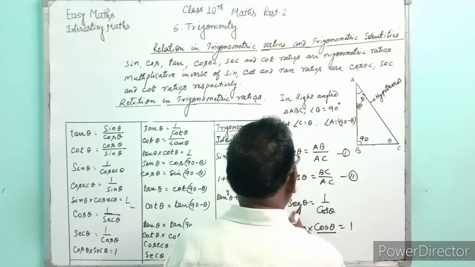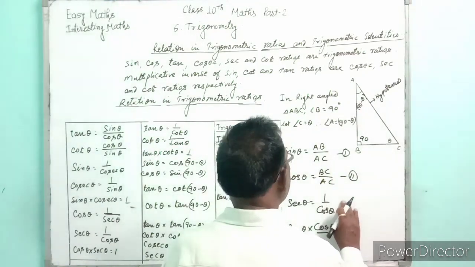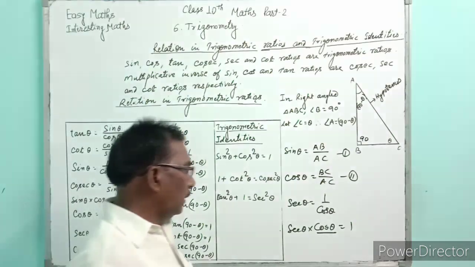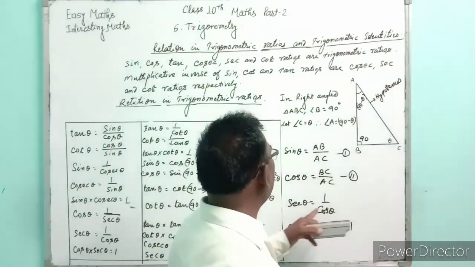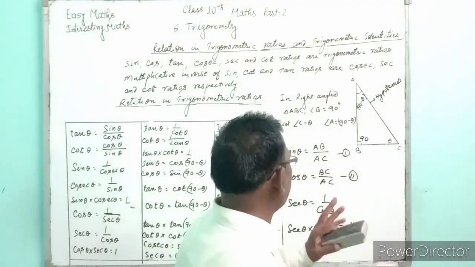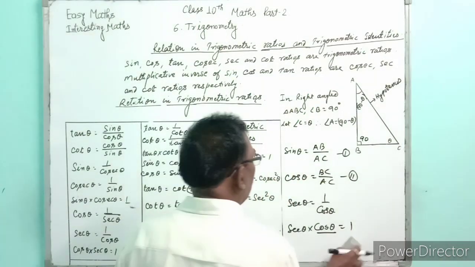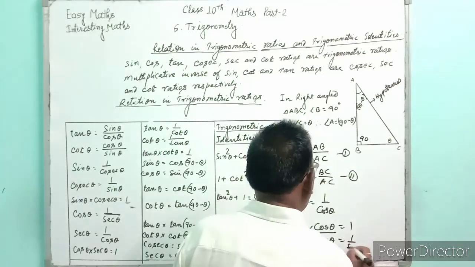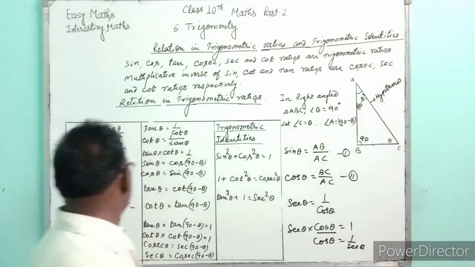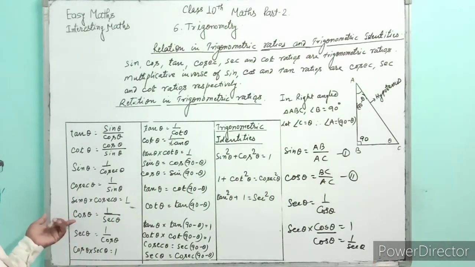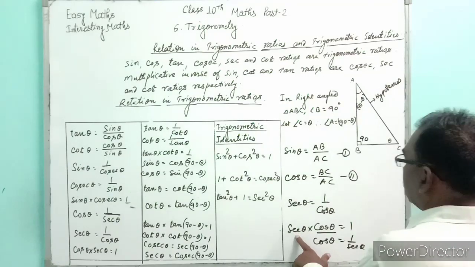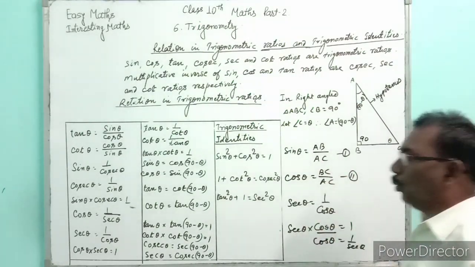Now sec theta is equal to 1 upon cos theta, and from this we have derived sec theta into cos theta is equal to 1. This is the product of the sec ratio and the cos ratio. Now cos theta is equal to 1 by sec theta. So cos theta is equal to 1 upon sec theta, and cos theta into sec theta is equal to 1.